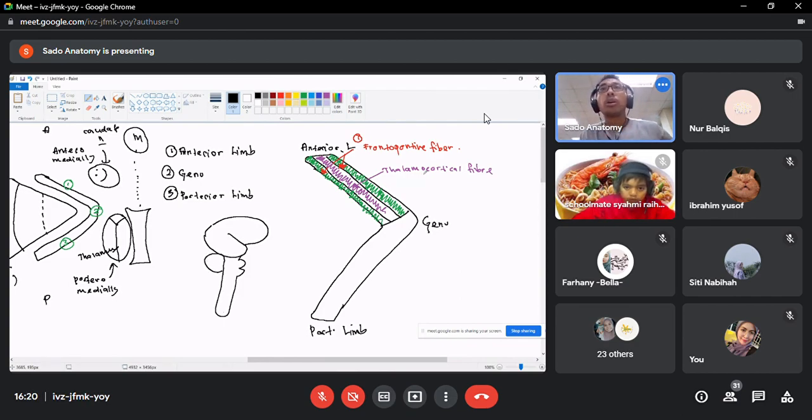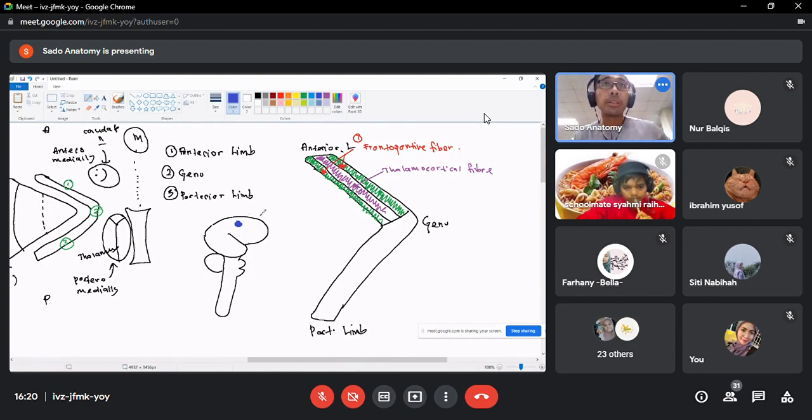Okay, listen carefully. What is frontopontine fiber actually, class? Frontopontine fiber is a bundle of axons, basically coming from where? Coming from the motor cortex. Okay, it's coming from the primary motor area, the premotor area, and also from the supplementary motor area.